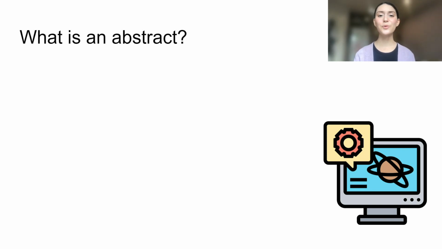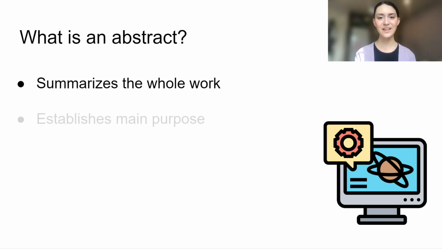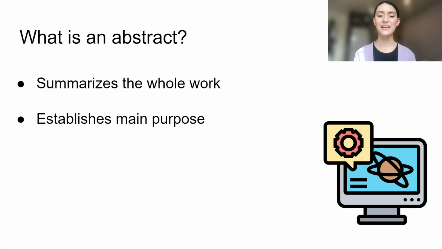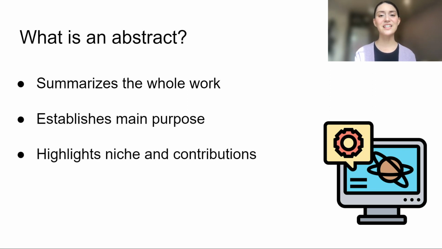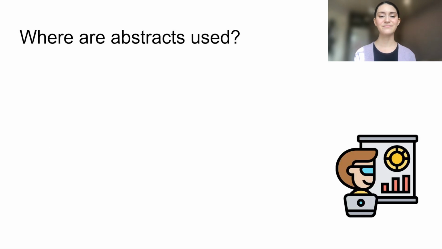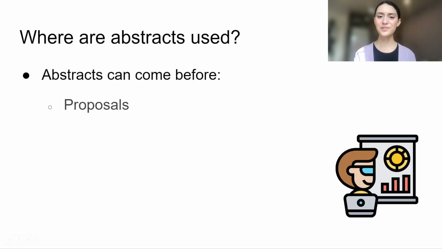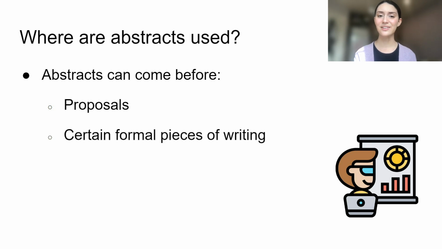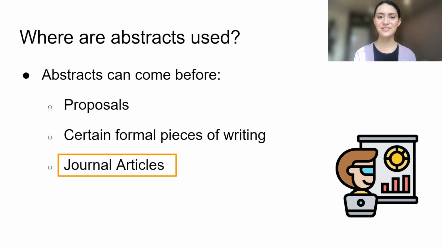An abstract is a short summary that comes before a long piece of writing. It is usually around 100 to 300 words and summarizes the whole work. It establishes an article's main purpose. It also highlights the niche of the paper and the contributions it makes to pre-existing literature and research on the subject. Abstracts can come before proposals, certain formal pieces of writing, and journal articles. Today, we will focus on abstracts for scientific journal articles.